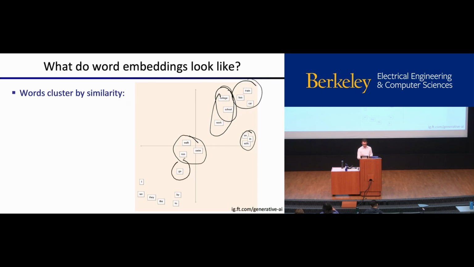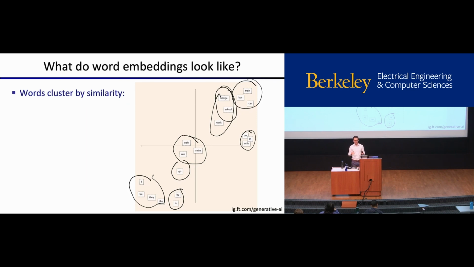This is sort of related. It's like going, just travel. And then down here we have another couple of prepositions. I'm not sure why those are down there. And then we have articles and pronouns and stuff. So you can see that these are clustering by similarity in this vector space.